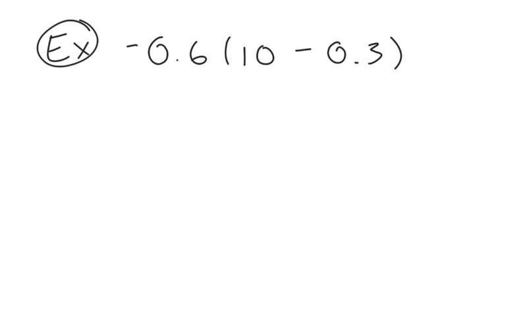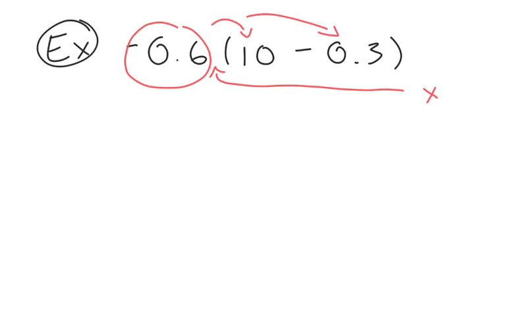The next question we're going to look at is -0.6(10 - 0.3). First thing you should notice is that there is a number in front of a pair of brackets. There secretly is a multiplication sign here. Once we do that, we're going to take a look at the number which is in front of the pair of brackets, negative 0.6, and we're going to distribute it to everything else within the brackets.